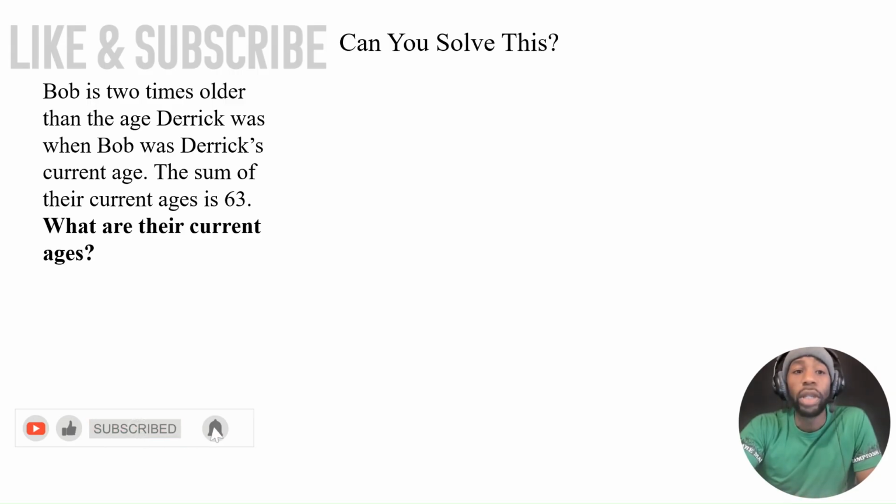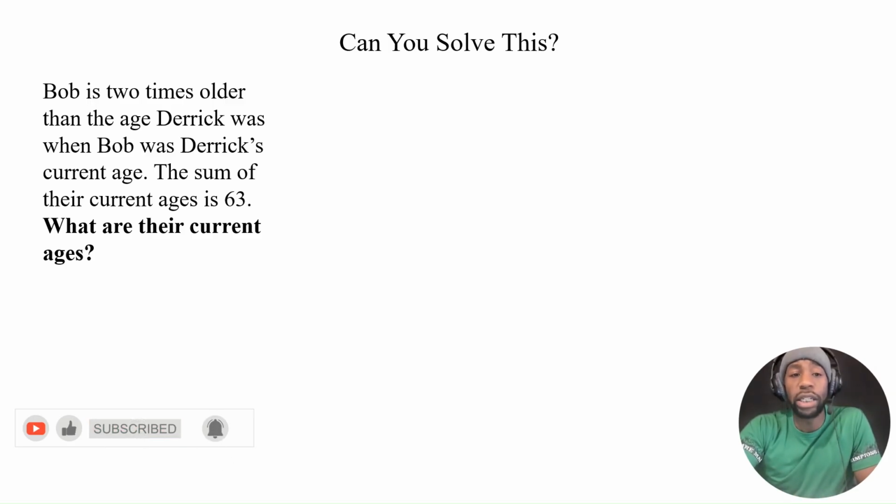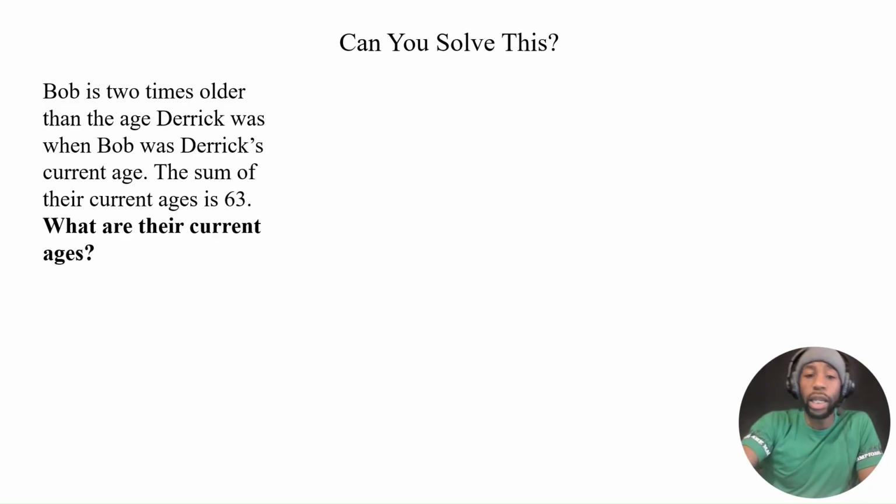Let's get into it. Bob is 2 times older than the age Derek was when Bob was Derek's current age. The sum of their current ages is 63. What are their current ages?